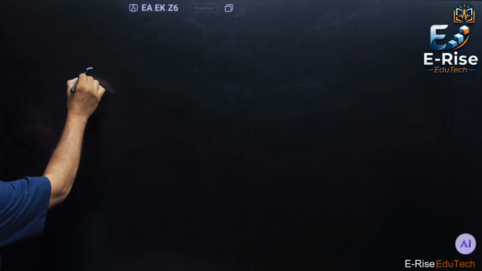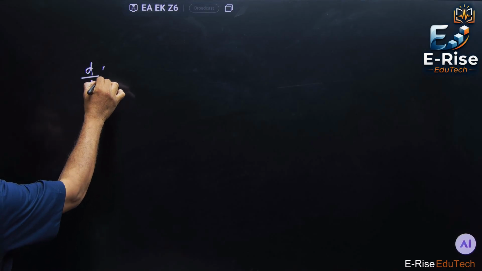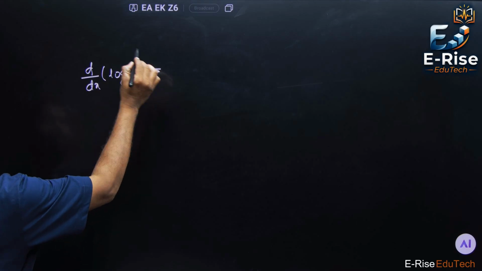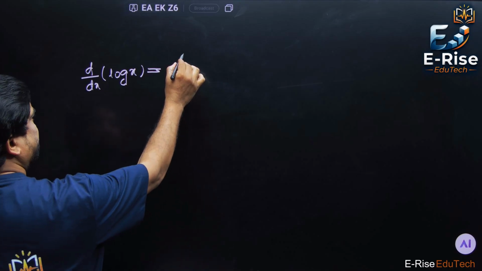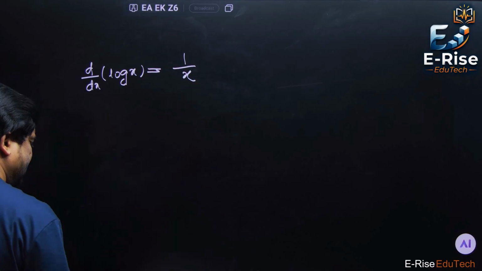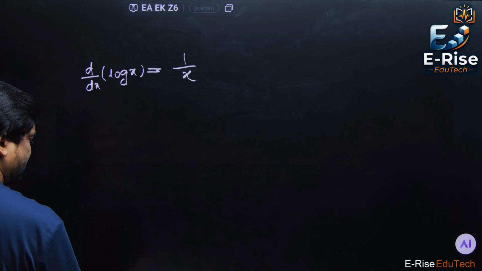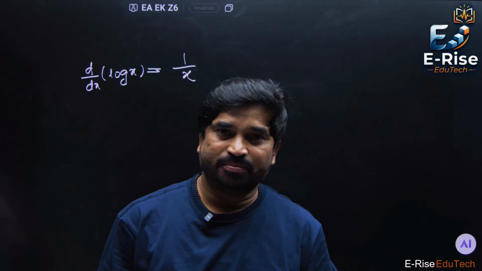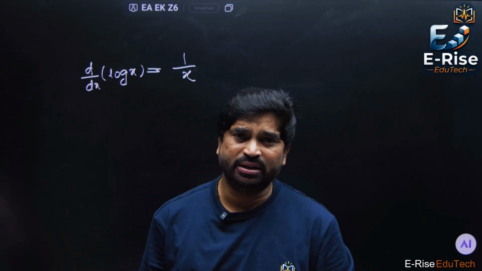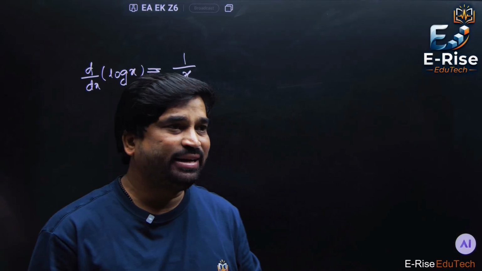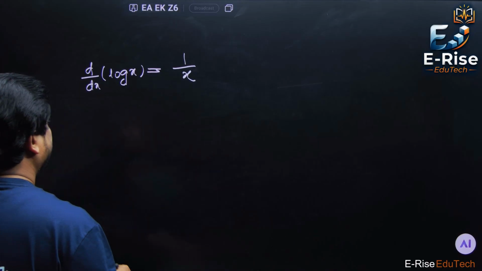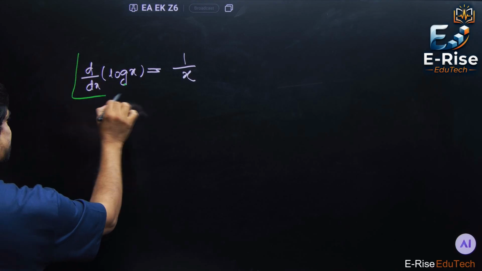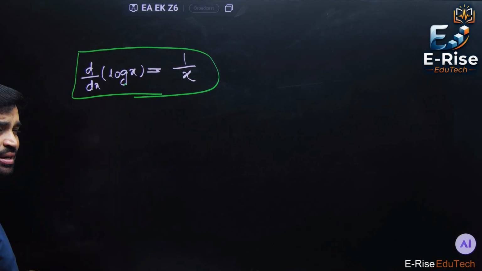d by dx of log x. d by dx of log x is simply 1 by x. Simply 1 by x. But what about the internal differentiation? I mainly explain about the internal differentiation, because so many students have a problem with that only. That's why, especially for internal differentiation only. d by dx of log x is 1 by x. Okay, this is a base formula, very nice and simple.